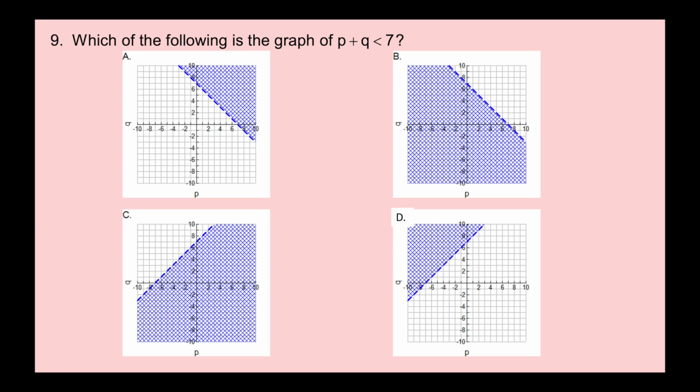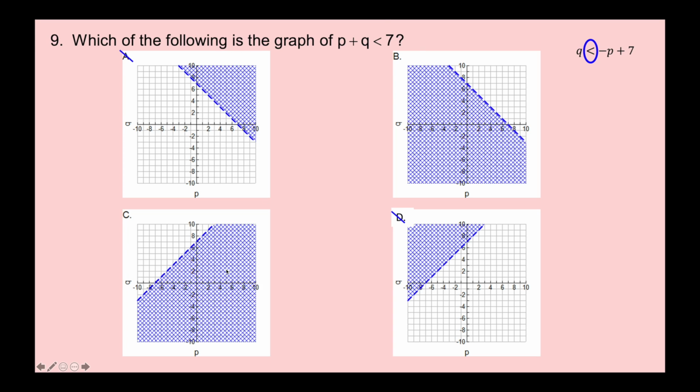For number 9, we would be solving for Q, so I would subtract P on each side, giving me Q is less than -P plus 7. Again, here I look at the fact that this is less than. All of them are dotted lines, so I can't differentiate between that, but the graph should be shaded below the line. Here it's shaded above, so A is out. For B, it is shaded below, so that is an option. C is shaded below, so that's an option, and then D would be out because that one is shaded above.